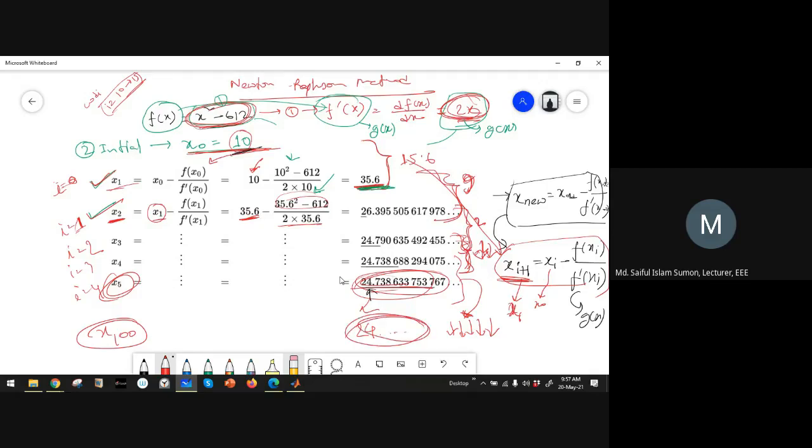So are you okay with the method that I have told, the example? Are you facing any problem with the example? Yes. Just check.